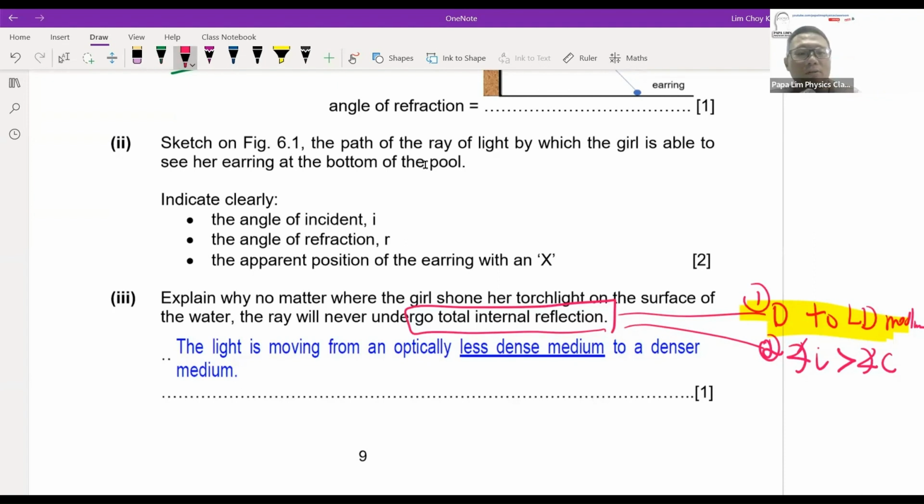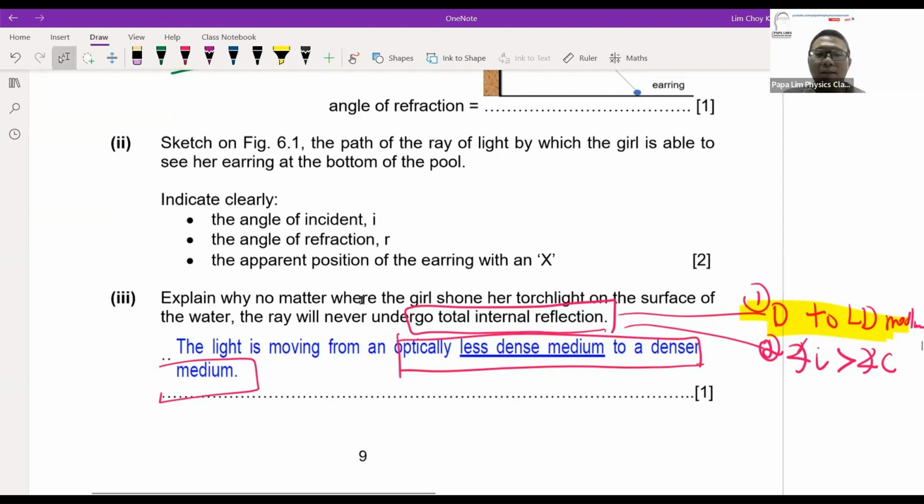Okay, so in this case, students, you have to highlight to the marker that the direction of travel, which is less dense to dense, is actually wrong. It's actually not traveling from dense to less dense. Only when you travel from dense to less dense will total internal reflection occur. Okay, so take note of the answer here.